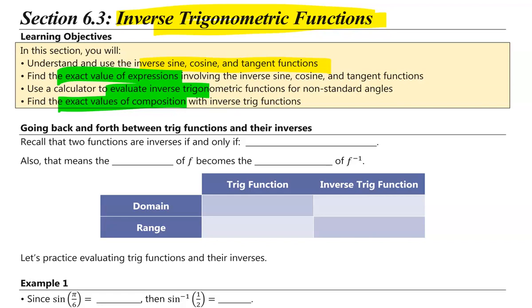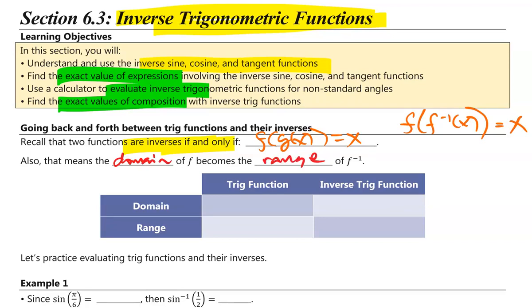Going back and forth between trig functions and their inverses, let's recall the two functions are inverses if and only if f of g of x is equal to x. Remember this? Also, f of the inverse of x is also equal to x. Also, that means that the domain of f becomes the range of the inverse function.